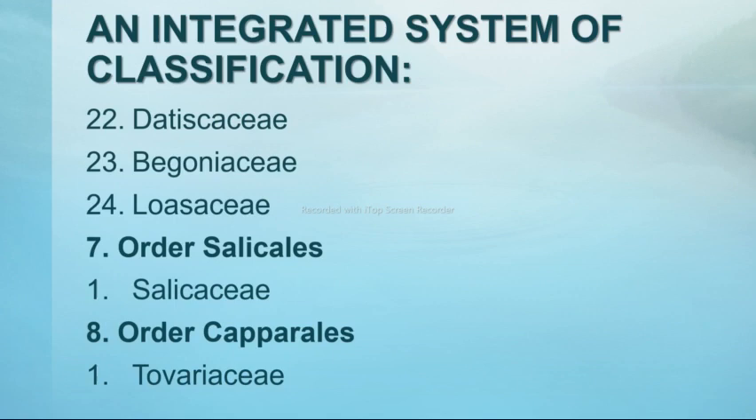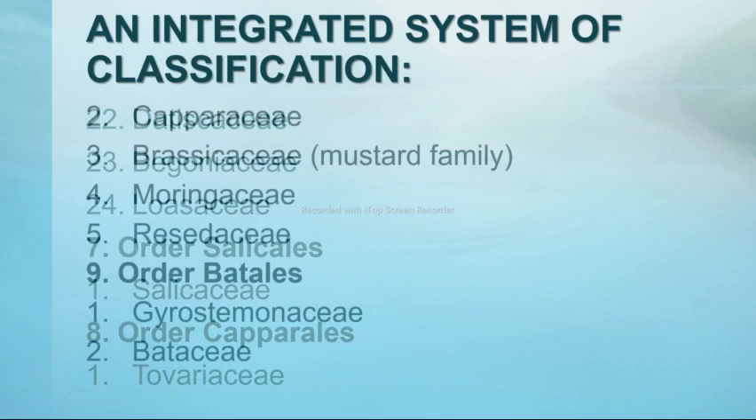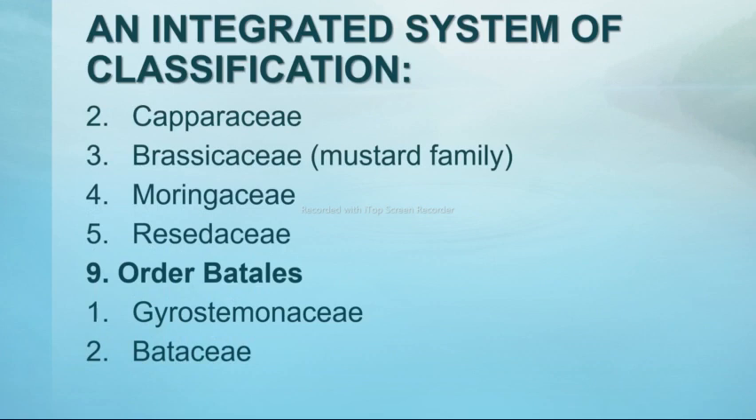Next is the seventh order, which is the Salicales, and which includes the Salicaceae. Eighth order is the Capparales, which includes the Tovariaceae and the Capparaceae. And the next is the Brassicaceae, which is the mustard family. And the next is the Moringaceae. And the next is the Resedaceae. So the next order, ninth order, is Batales, which includes the Gyrostemonaceae and Bataceae.